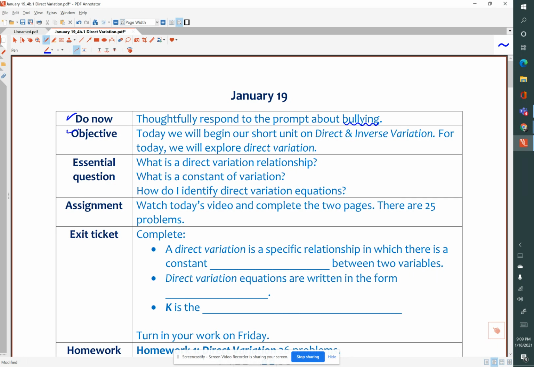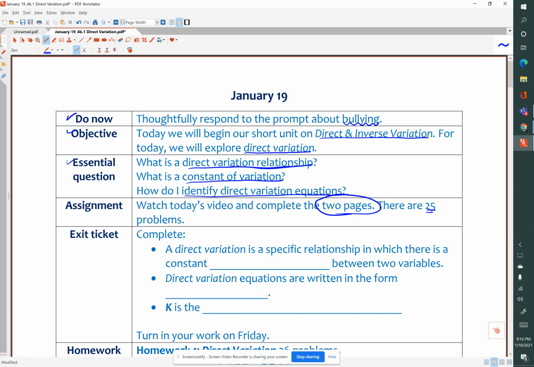Our objective today will be to begin our short unit on direct and inverse variation. And for today, we will explore direct variation. So our essential questions are: what is a direct variation relationship? What is the constant of variation? And how do I identify direct variation equations? So as we watch the video, we will complete 2 pages, and there are 25 problems in all today.